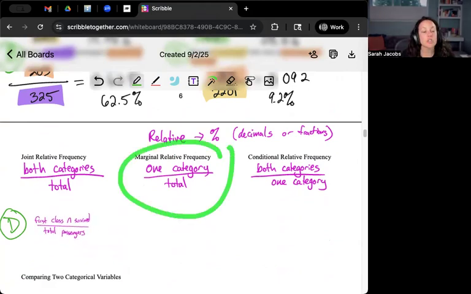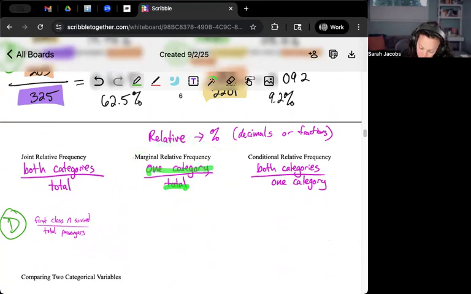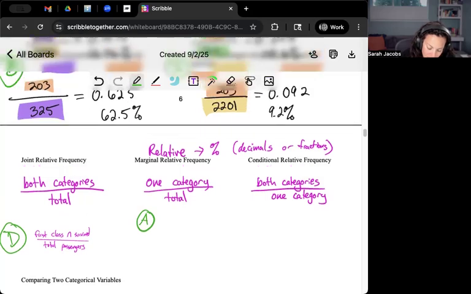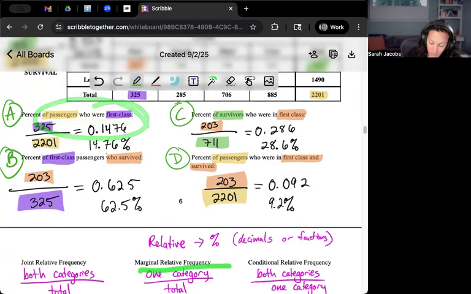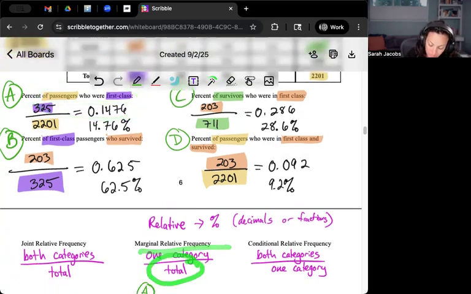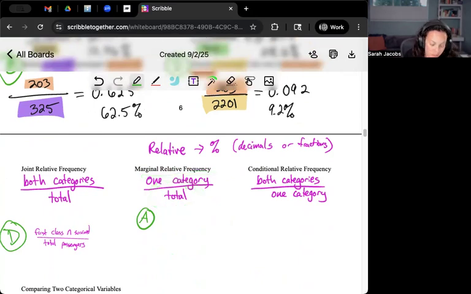Now, marginal relative frequency, one category over the total. Drum roll, please. If you said A, percent of passengers who were first class, you're correct. Notice, this has nothing to do with survival status. So we're just dealing with one category compared to the total. And so that was just first class over the total passengers.